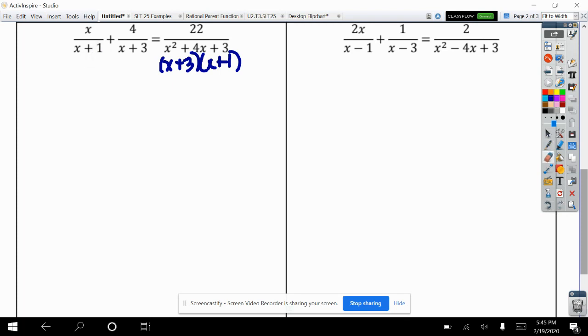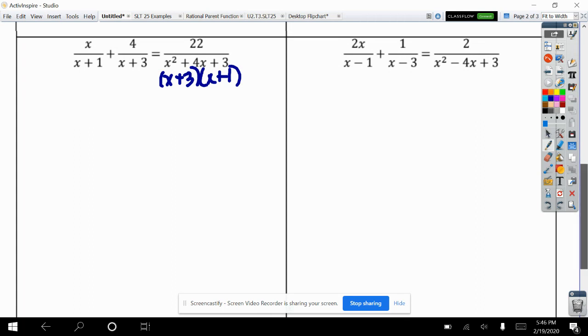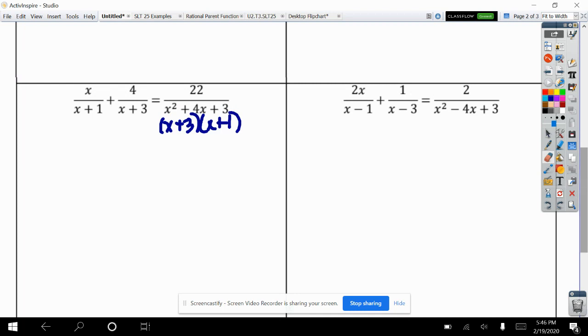So since the only factors I have in all my denominators are x plus 1 and x plus 3, I can go ahead and multiply everything by x plus 1 and everything by x plus 3. So I'll multiply my first one by x plus 1 times x plus 3. This is going to be really messy, so I'll give myself a little more room. Okay, I'm going to multiply this one by x plus 1 and x plus 3.